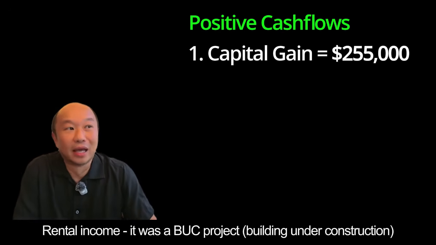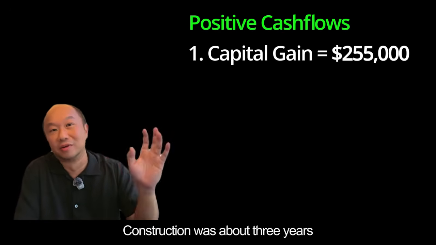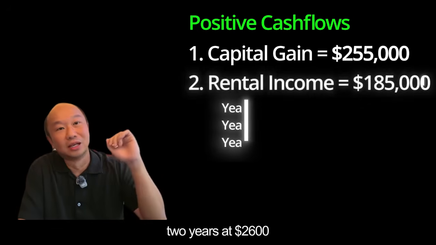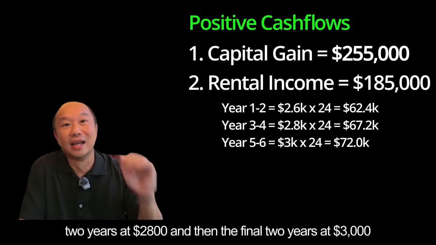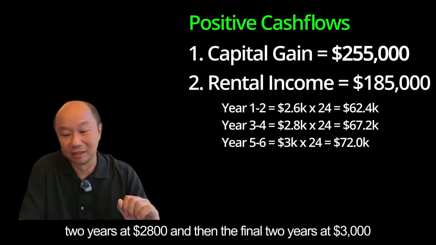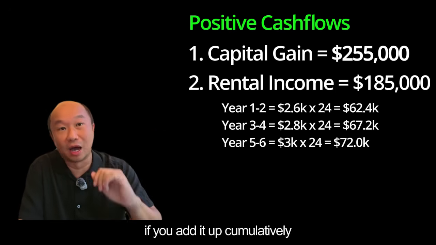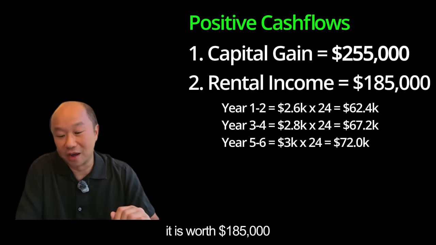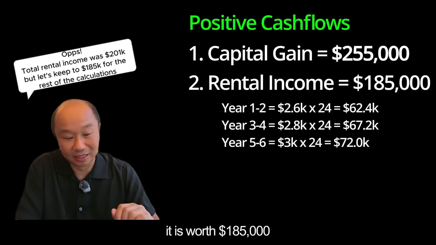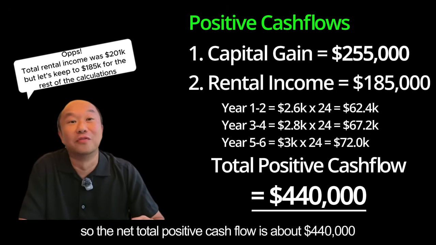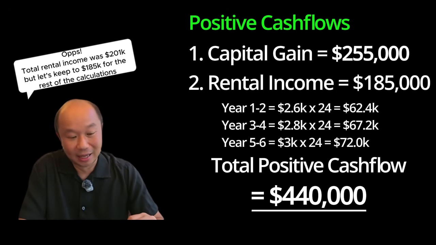What else? What are the other positive cash flows? Rental income. It was a BUC project, so construction was about 3 years, and rental was about 6 years, 2 years in 2016, 2 years in 2018, and then the final 2 years in 2020. There is power in rental income. Over the 6 years, if you add it up cumulatively, it is worth $185,000. So the net total positive cash flow is about $440,000.